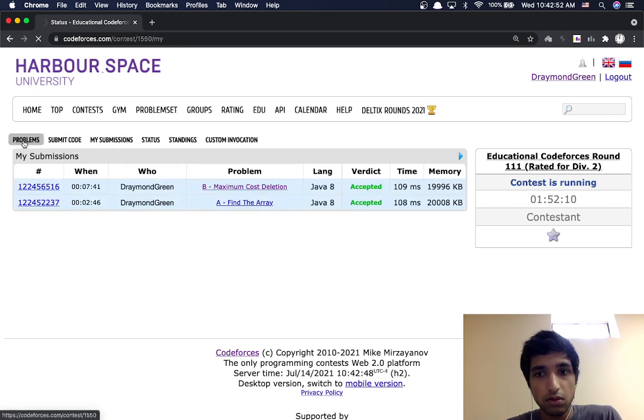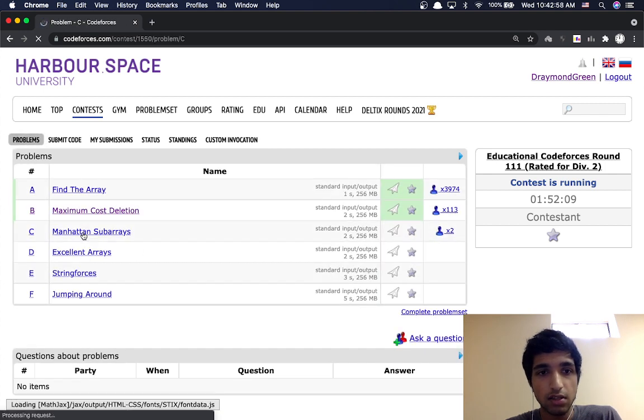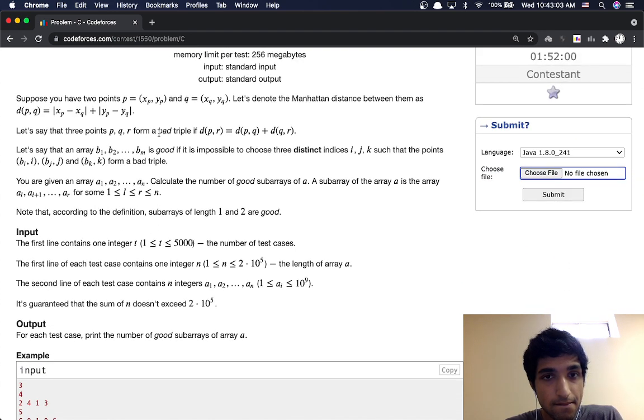Okay, nice. Why is the memory so much? Manhattan subarrays. Three points form a bad triple if, wait, so what does this mean? This means Q is in the subrectangle formed by P and R. Q is in the subrectangle formed by P and R.